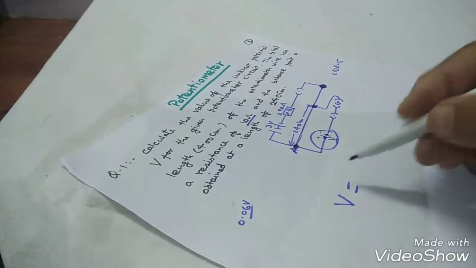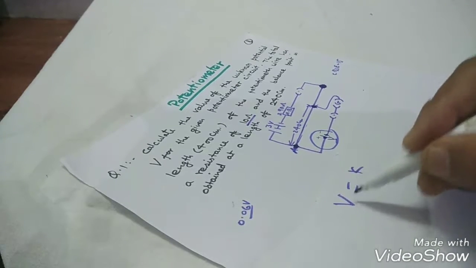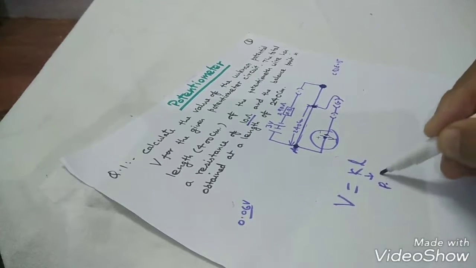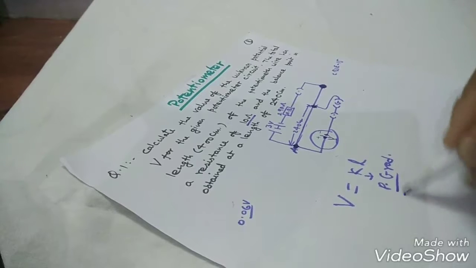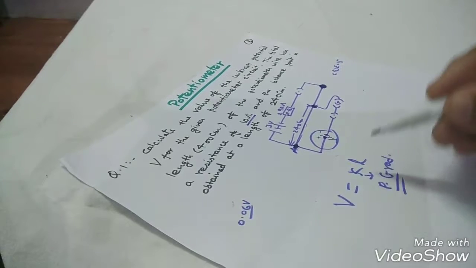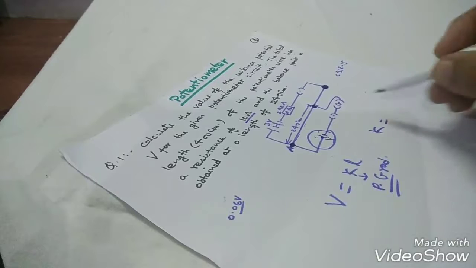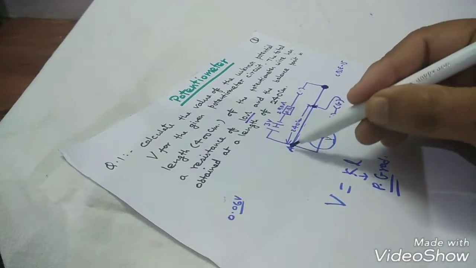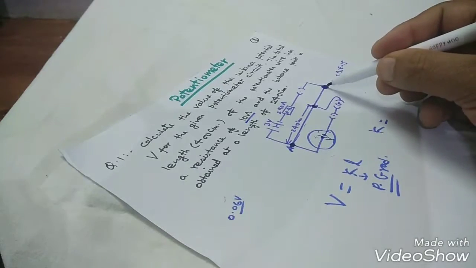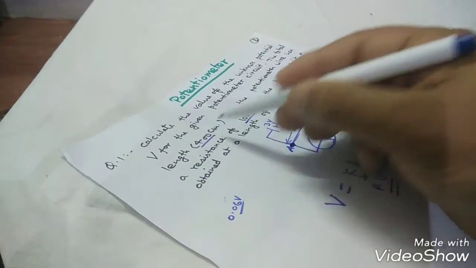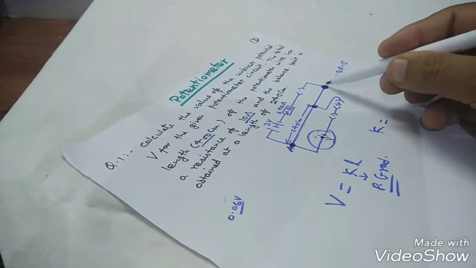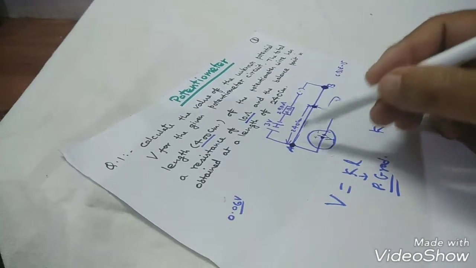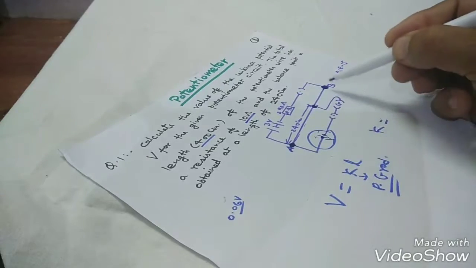This unknown potential, as per our knowledge, V must be equal to K into L, where K is potential gradient. So we have to find out the value of this K. So how to calculate K? K is potential drop per unit length of this potentiometer wire. Its length is given, that is 400 centimeter. So how much is the potential drop across length A and B of this potentiometer? For that we have to calculate the current flowing through it.